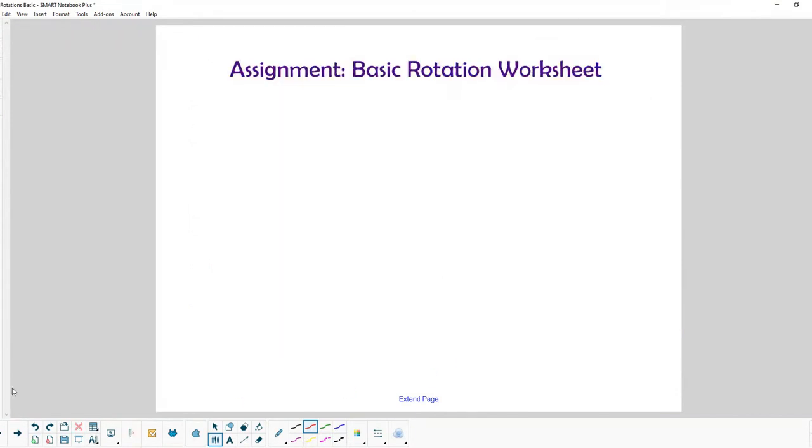All right, so that's basic rotation. And so you're going to do the basic rotation worksheet.